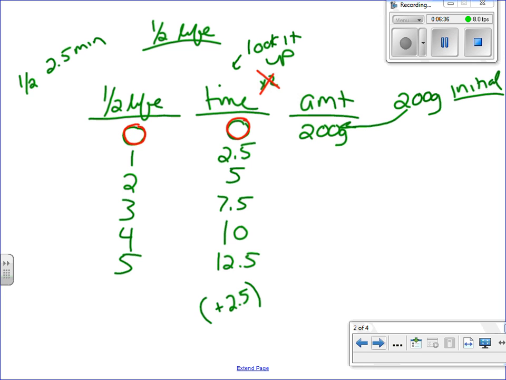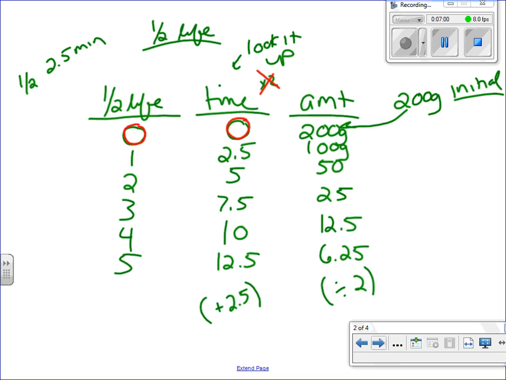After one half-life, half is left. Unchanged, 100. After another one, half is left. After another one, half is left. After another one, keep dividing it by 2, okay? Keep dividing it by 2. So this one we divide by 2. Okay? That's how you can figure out how much is left. Go down to how much time has passed, and see how much is left.